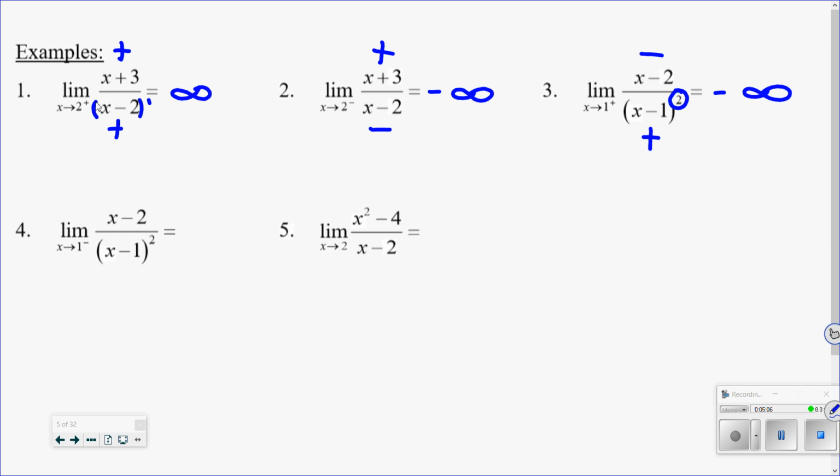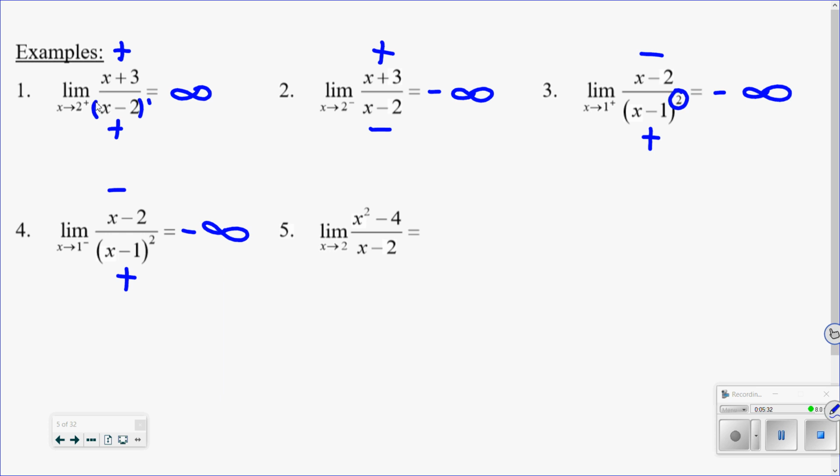Hey, number 4, automatically, we should know that it's got to go to negative infinity too because it was even, right? It's the same function. But let's just double check. If I picked, for example, 0.9, well, 0.9 minus 2 is a negative. 0.9 minus 1 is a negative, but then we're going to square it, which is going to make it a positive. It should go the same direction. In that case, they're both going down.